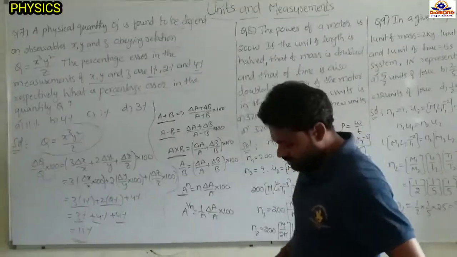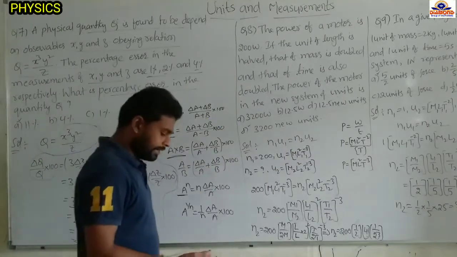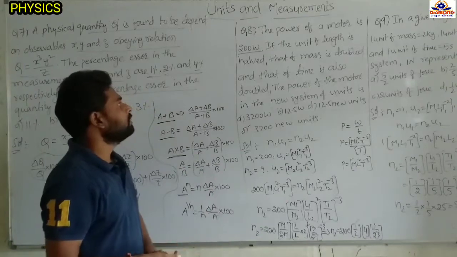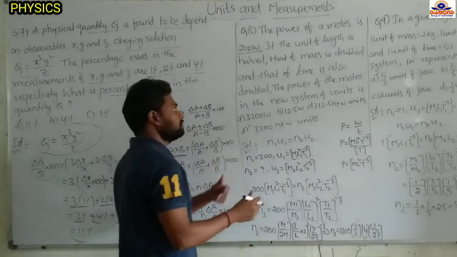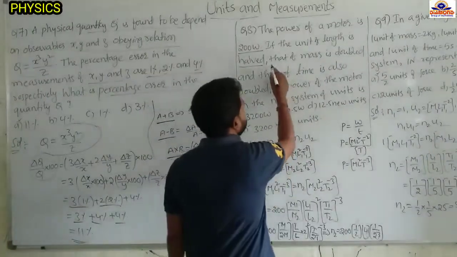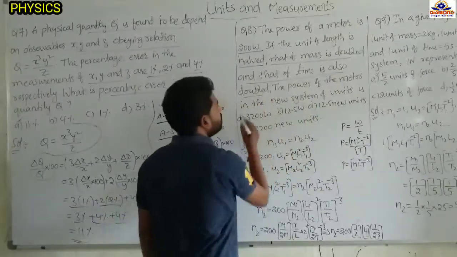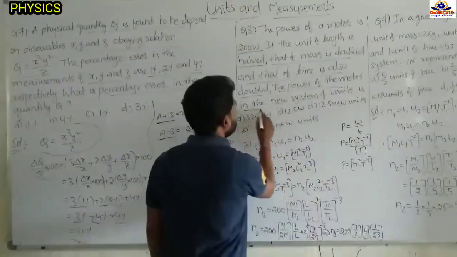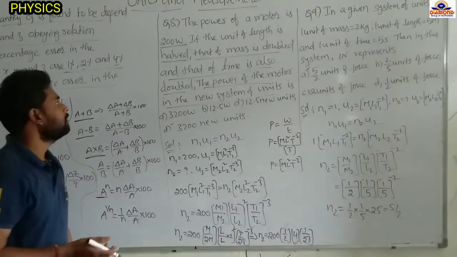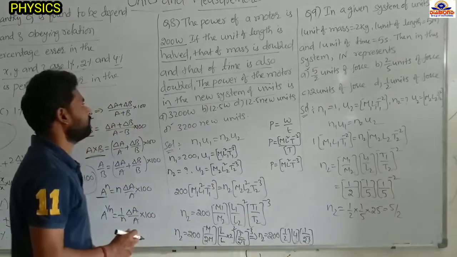Okay, next question, see now the 8th question. The power of a motor is 200 watt. If the unit of length is halved, that means they are taking a new system, so the unit of length becomes half, the mass is doubled, and that of time is also doubled. The power of the motor in the new system of units, what is it, we have to find.